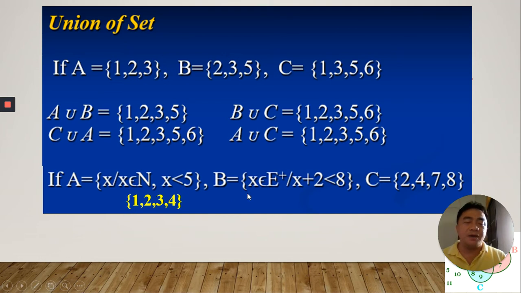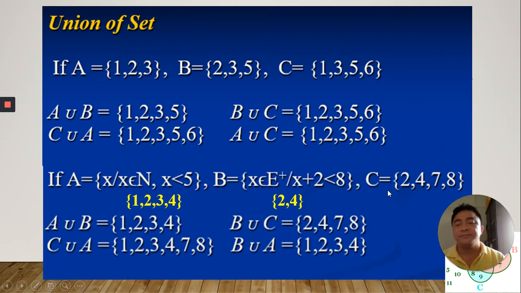Now for set B, we have x is such that x is an element of the positive even integers wherein x plus 2 is less than 8. So we're going to find this one first, x plus 2. For the positive even integers, we have 2, 4, 6, 8, 10, etc. So we choose only those which give you less than 8, which is 2 and 4. And we have the C here.